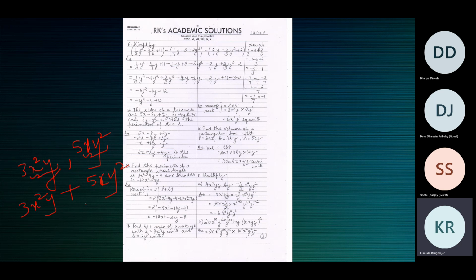Because the literal factors are different, they are not like terms. Only like terms can be added or subtracted and simplified further. So here this cannot be simplified further.